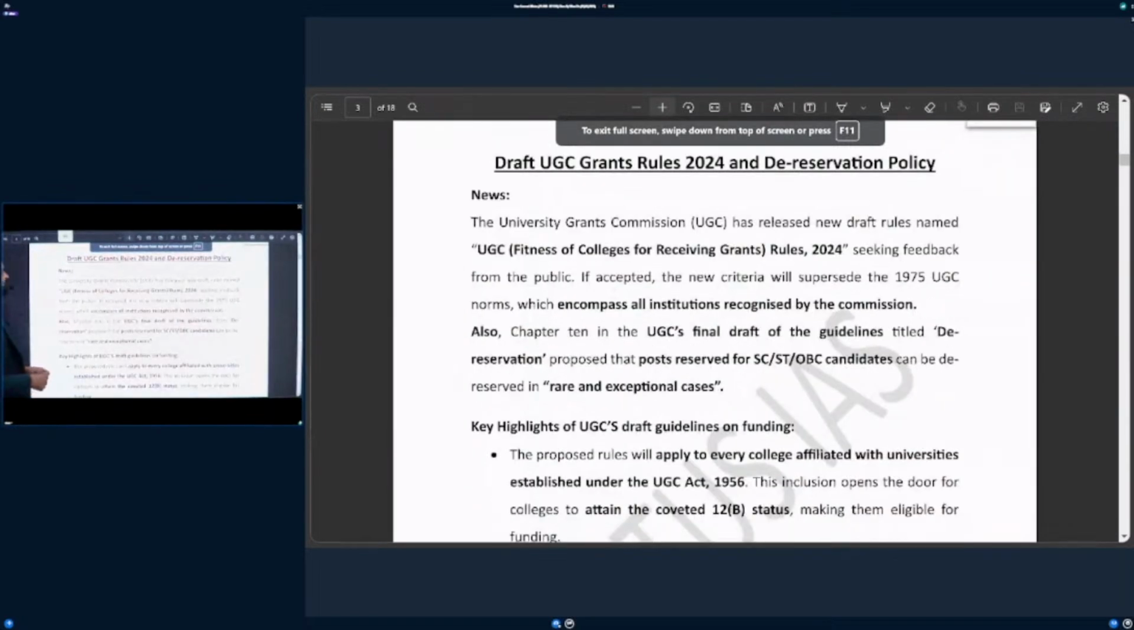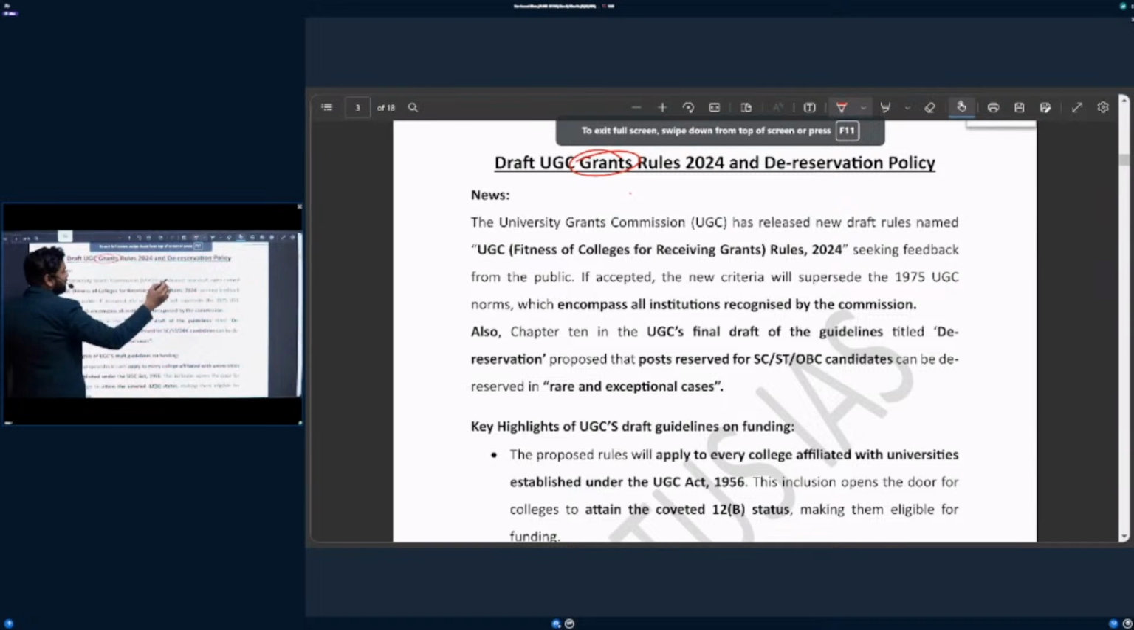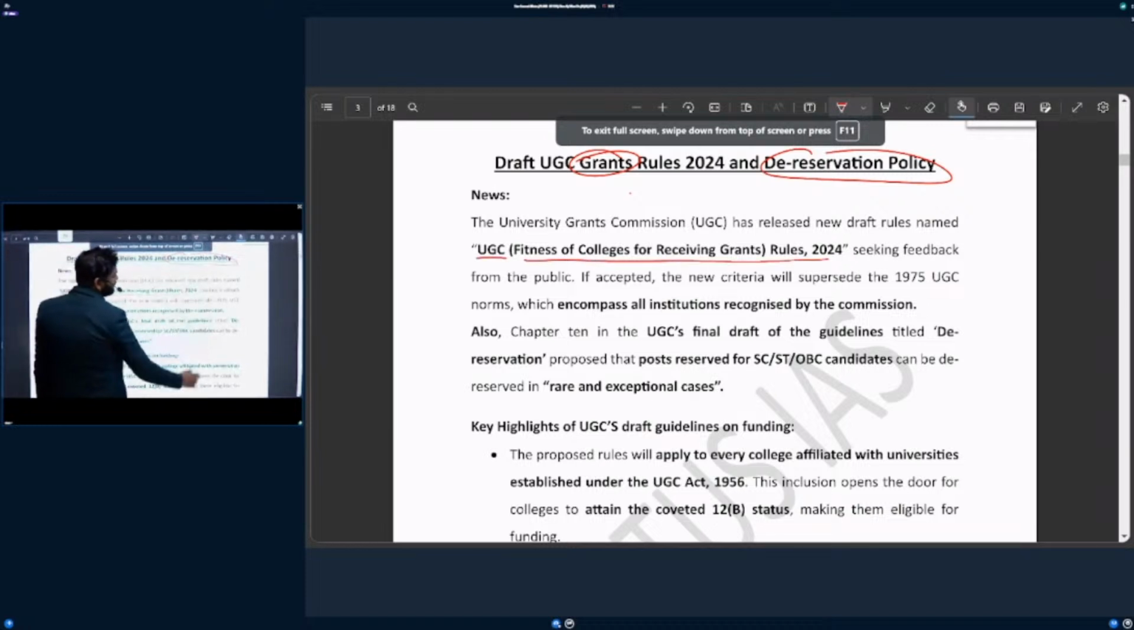First you have is draft UGC grant guidelines. Recently UGC, we know University Grant Commission, has launched some guidelines with respect to grants, and it also launched something called De-Reservation Policy. There was a lot of dispute on both, so we have to discuss. The UGC has released a new draft rules named UGC Fitness of College for Receiving Grants Rule, seeking feedback from the public. So these were drafts.